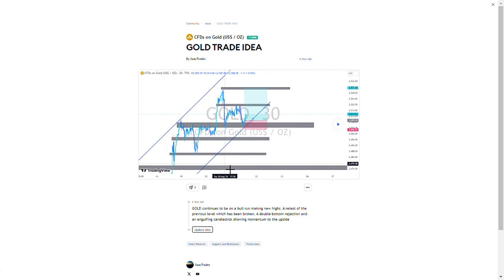So gold, I said gold continues to be on a bull run, making new highs, a retest of a previous level which has been broken, right? This is the level that gold was retesting, right? A double bottom rejection, one, two, double bottom rejection, and an engulfing candlestick showing momentum to the upside. So this was the engulfing candlestick that I was talking about, which was an indication of upward momentum.